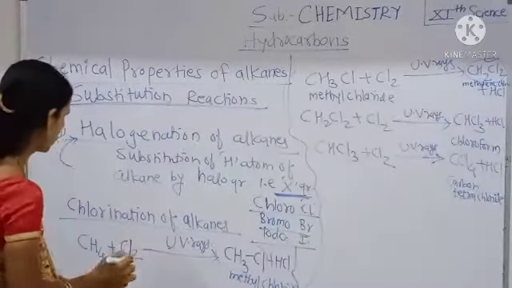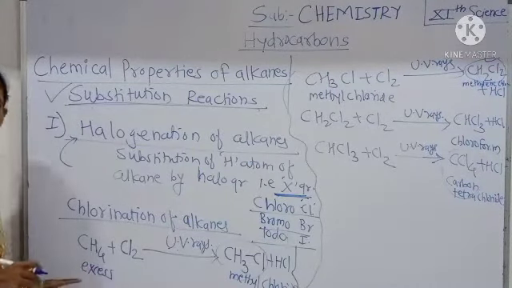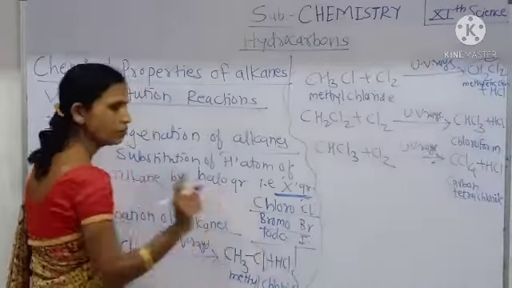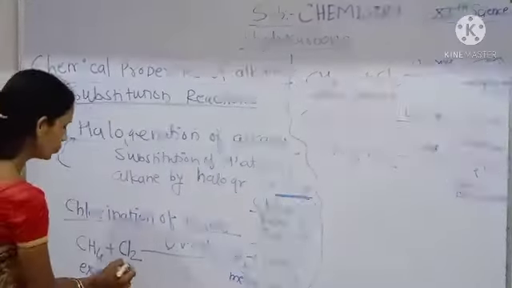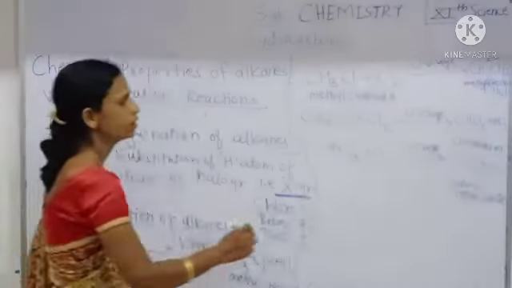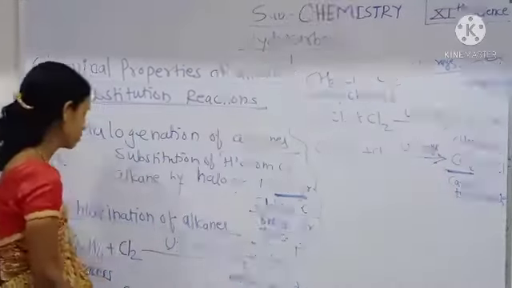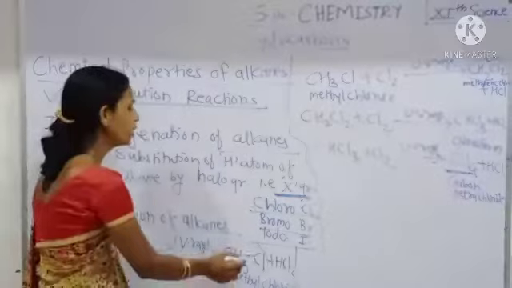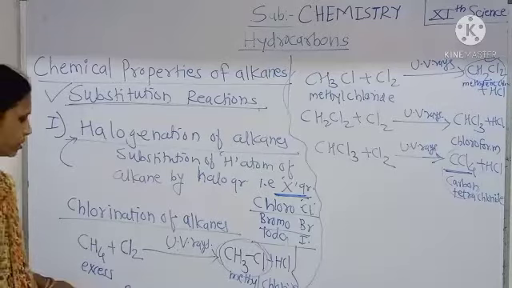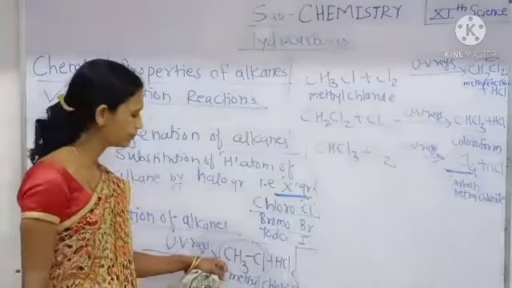Here, if methane is used in excess amount, then methyl chloride is the major product, and if chlorine is used in excess amount, then carbon tetrachloride is the major product. That means if we want to produce only methyl chloride, then excess methane has to be used to get more production of the alkyl halide, that is methyl chloride.